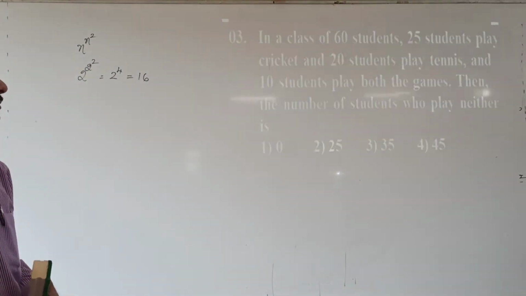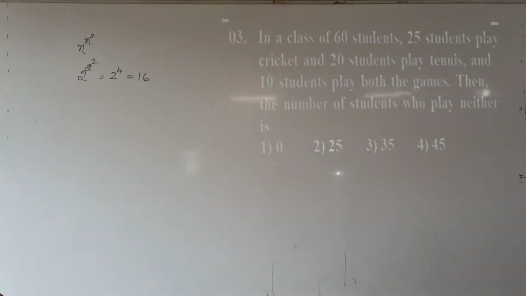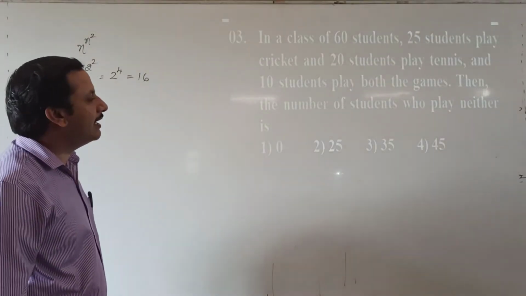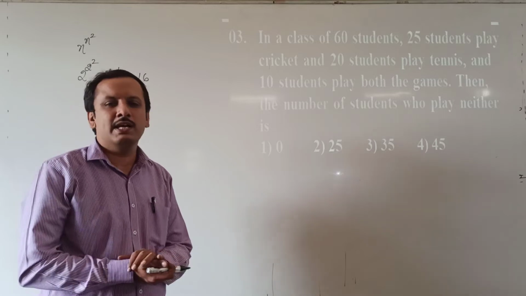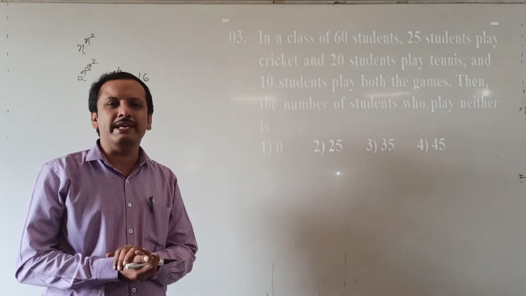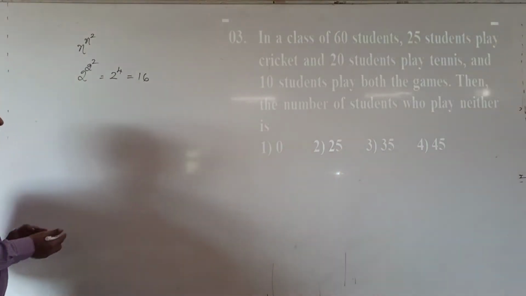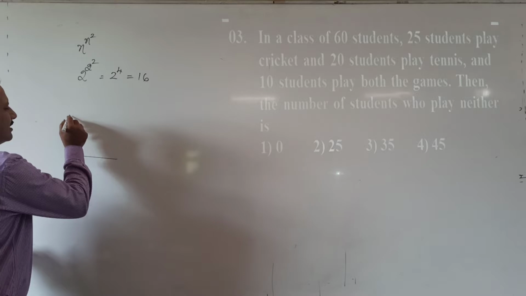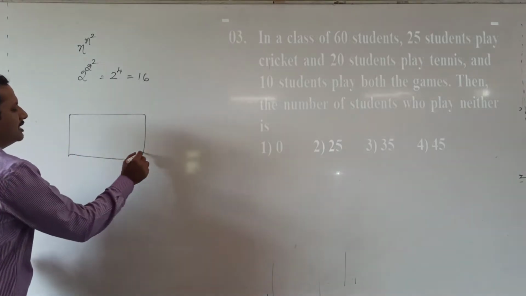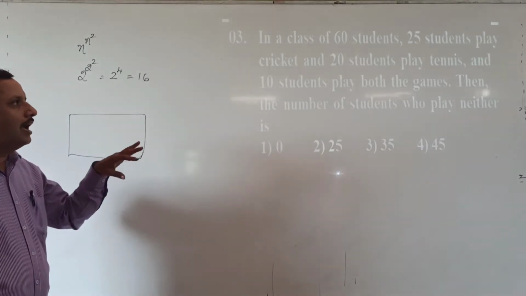The number of binary operations which can be defined on a set with n elements is n power n square. Next, third question. In a class of 60 students, 25 students play cricket and 20 students play tennis. 10 students play both the games. Then the number of students who play neither is. Okay, let us solve this problem through a Venn diagram. Let me consider this as the set of all students in the class as the universal set. There are 60 students in this class.